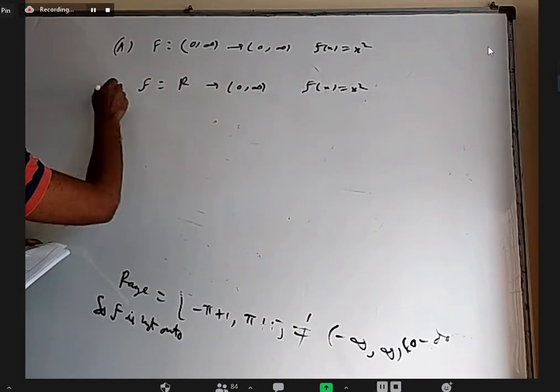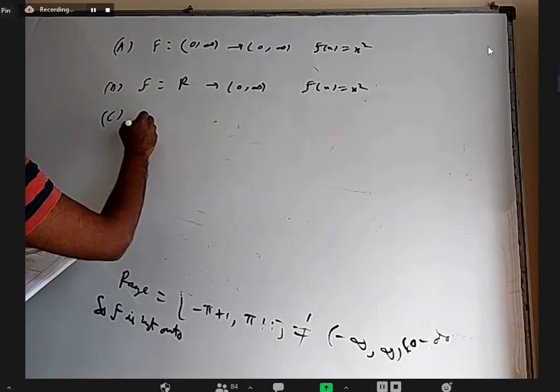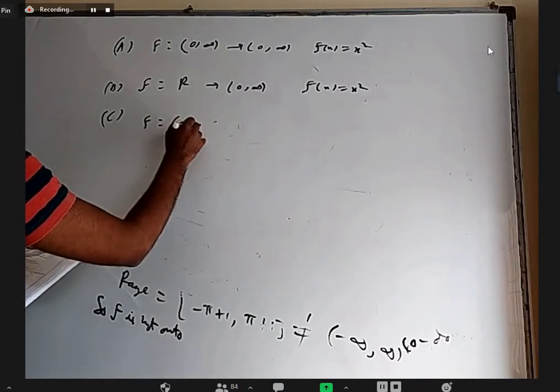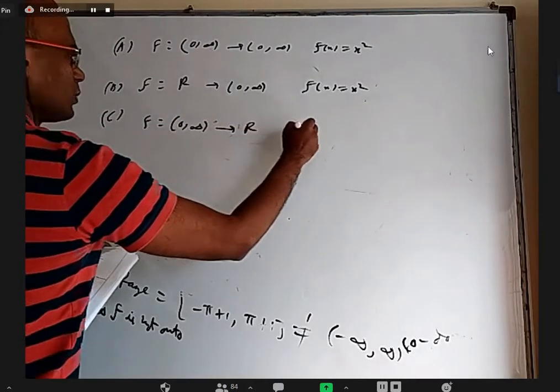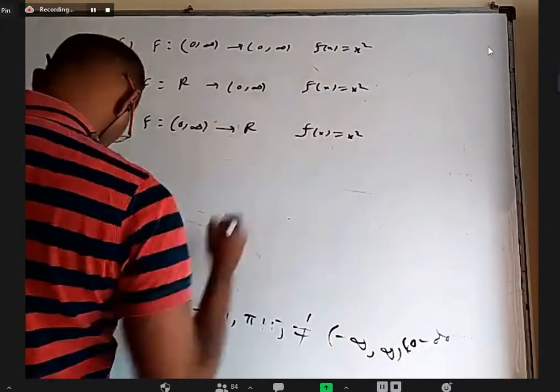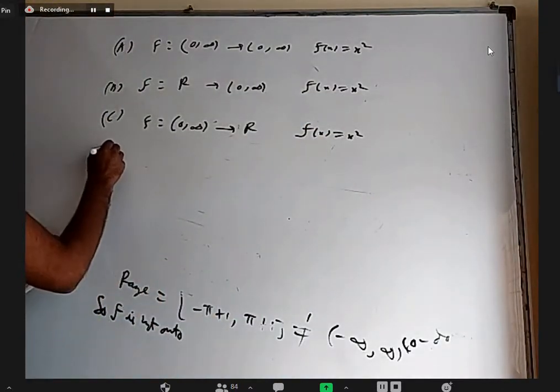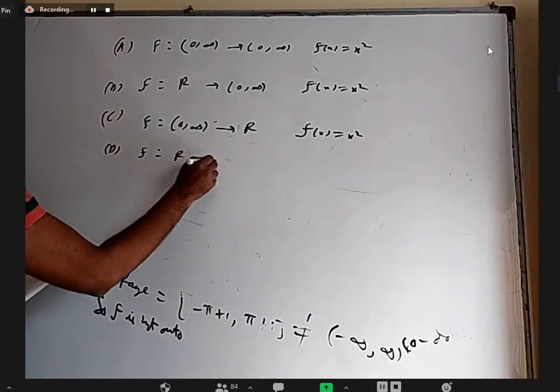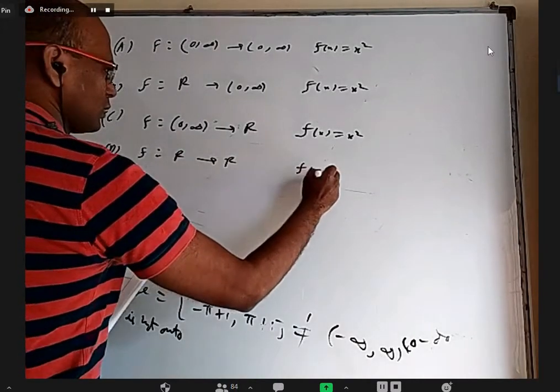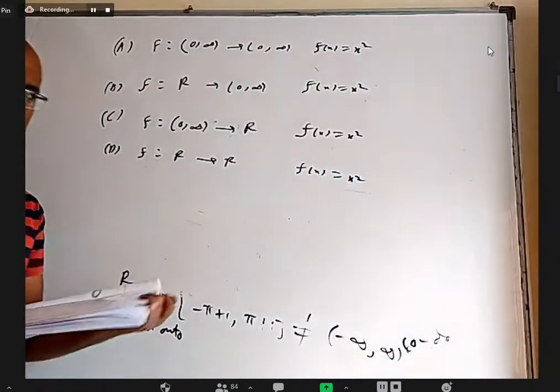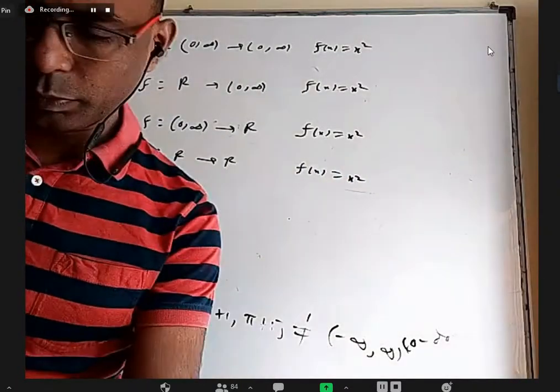And option C is here open interval 0 to infinity, but here all real numbers, and again f of x is x square. And option D, f is from R to R and f of x equal to x square. The function definition as such is the same, but the domain and codomain keep changing.